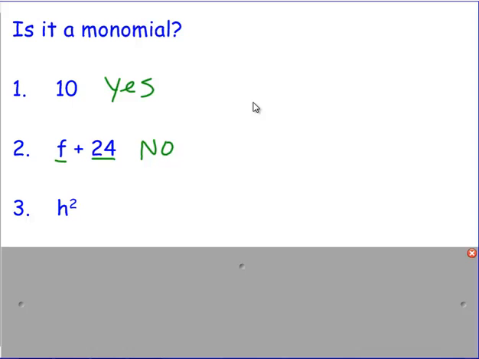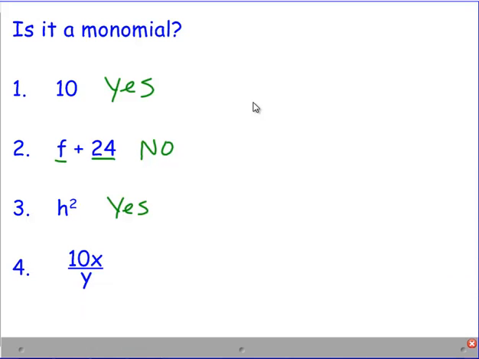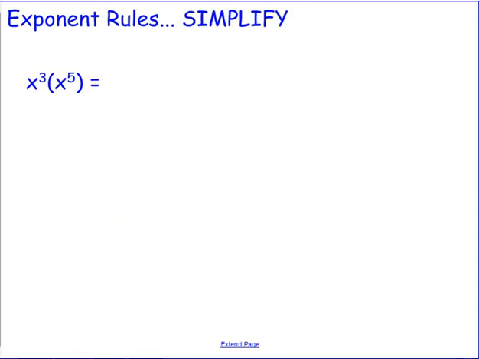H squared, that is a variable with a power that is non-negative, and therefore that would qualify as a monomial. And then the last one that we see there, 10x divided by y, because we are dividing by y, that cannot work, and that is not a monomial. So just the new vocabulary to get down and be prepared for. Now we're actually going to talk about some rules of exponents.